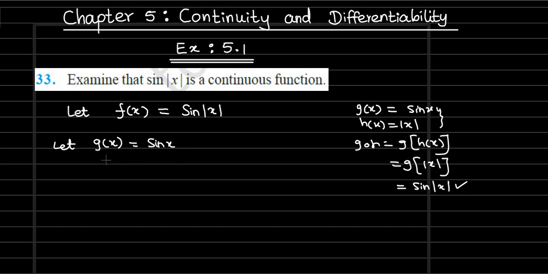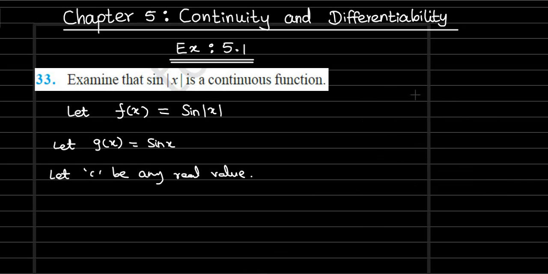So let g of x equal sin x. Now let's prove sin x is continuous. For all real values, basically on the real line we have infinite real values, so I'm going to let c be any real value. To prove continuity at one point, what things are required? If you are proving some function is continuous at c, we need the value of the function at c, the left hand limit and the right hand limit. All three things are required. So g of c is required. If the input is x, the outcome is sin x. If it is g of c, then it's going to be sin c.